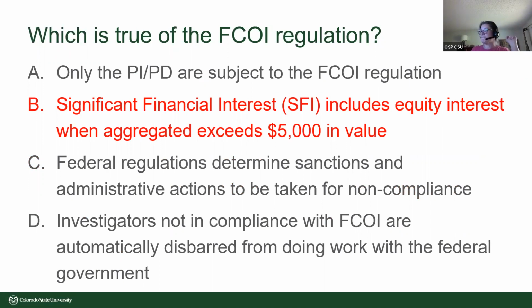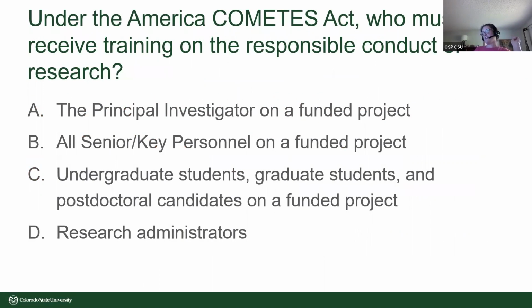Under America COMPETES, who must receive training on responsible conduct of research? PI, all senior personnel, undergraduates, graduates, and postdocs, or research administrators? See, trainees. It's basically trainees.